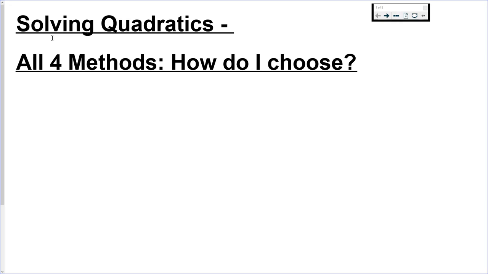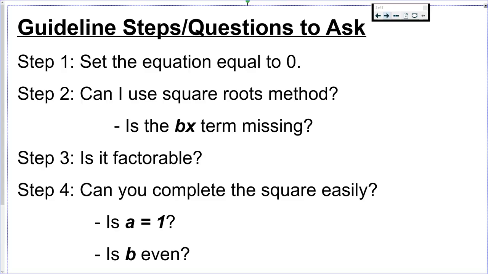So here are a few things to be asking yourself, to be aware of as you are trying to figure out what way is best to solve the given quadratic. There are a few guiding questions and steps to consider. The first thing is setting the equation equal to 0. Now I know that this doesn't necessarily work when we're solving by square roots or solving by completing the square, but we won't know what's in our best interest unless we set it equal to 0 first.